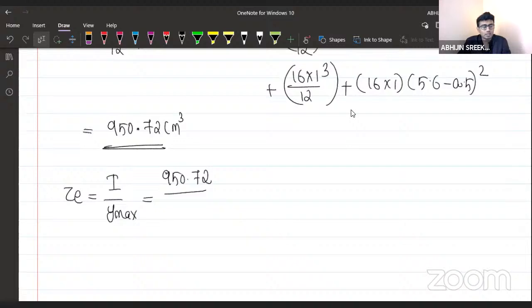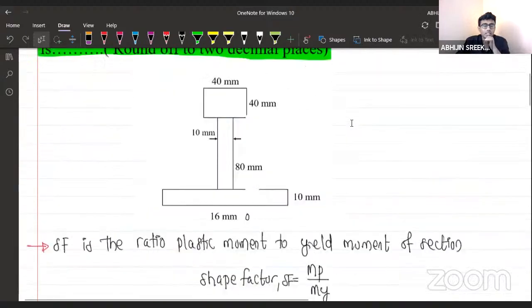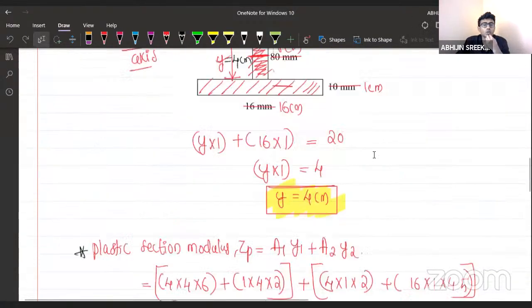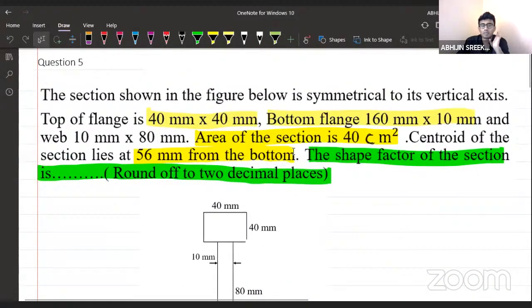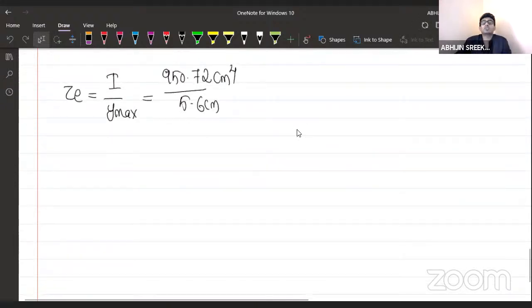What is Y max there? Anyone? What is the Y max value? It is 5.6 centimeter, right? Anyone? The question is saying, this is a possible mistake. In the question they have told you that it is 56 mm from the bottom. We'll be focusing on that digit only. That's an error. It's not 5.6. It's actually the distance to the extreme fiber.